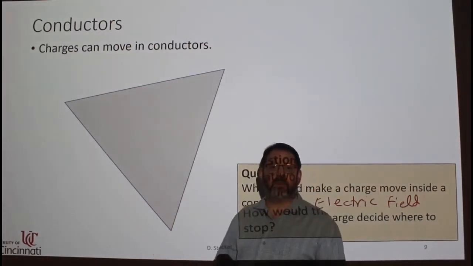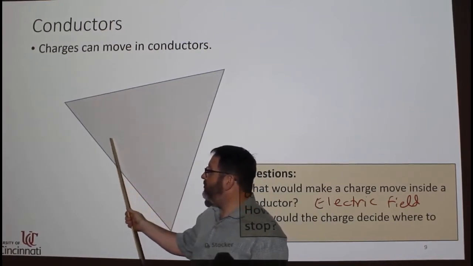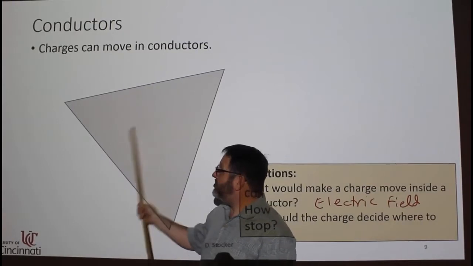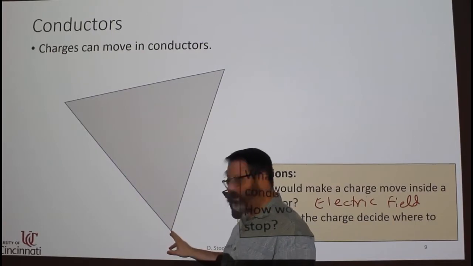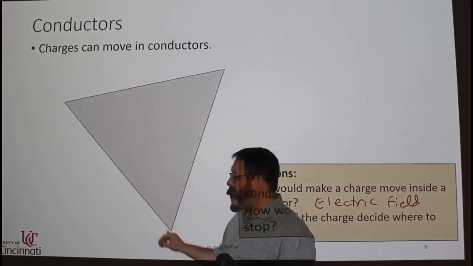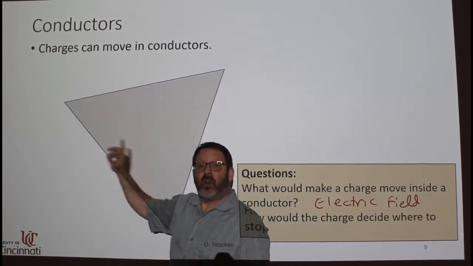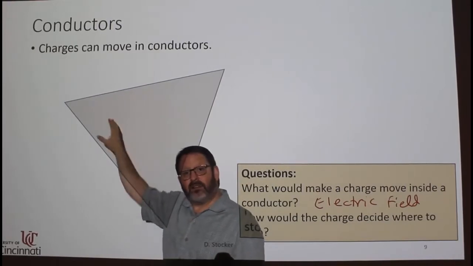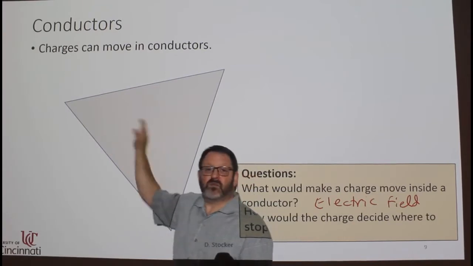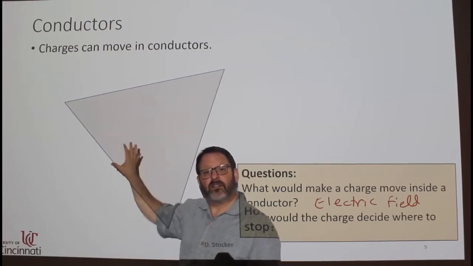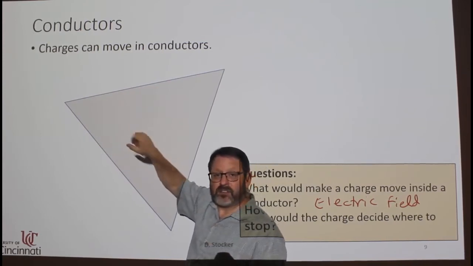Then, how would the charge decide where to stop? Well, for one thing, if there's an electric field, it could move until it gets to the edge. Once it gets to the edge, I guess it could slide along the edge, but at any rate, when it hits a corner, if it still wanted to go that direction, it can't. It has to stay within the conductor. So it will move until it gets to the edge, or as the charges move around in here, the charges themselves change the electric field. And so if the charges redistribute in such a way that the electric field cancels out inside, the field goes to zero, the electric charges will stop moving.